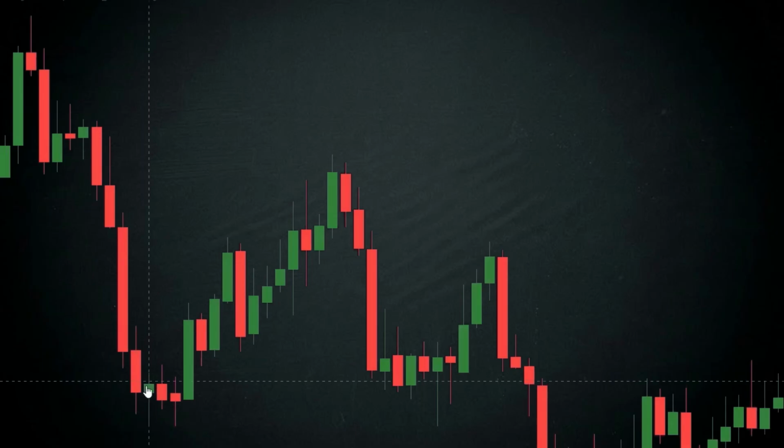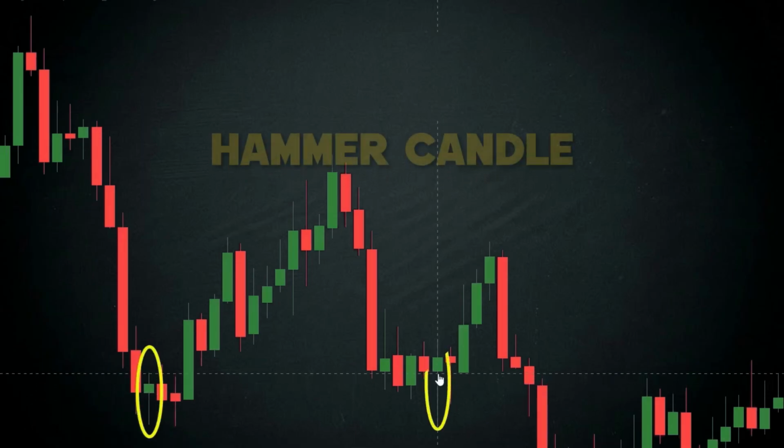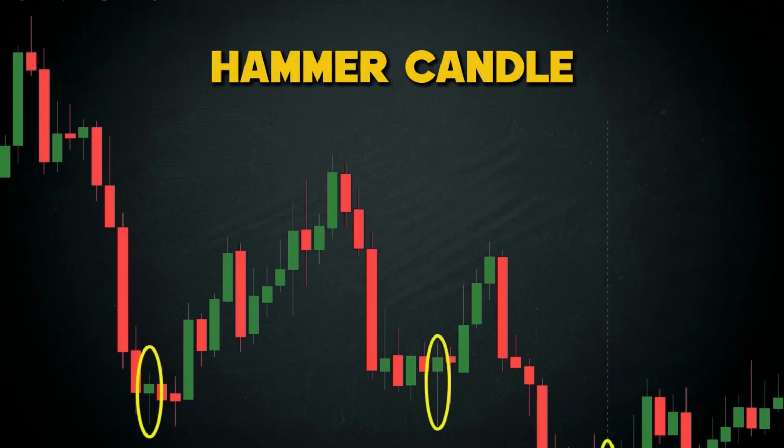Now, you're going to find this guy at the bottom of a downtrend. What you're looking for is a small body up top and a really long lower wick. It should be at least twice as long as the body. When you see this, it's a huge clue that the sellers might be getting tired.